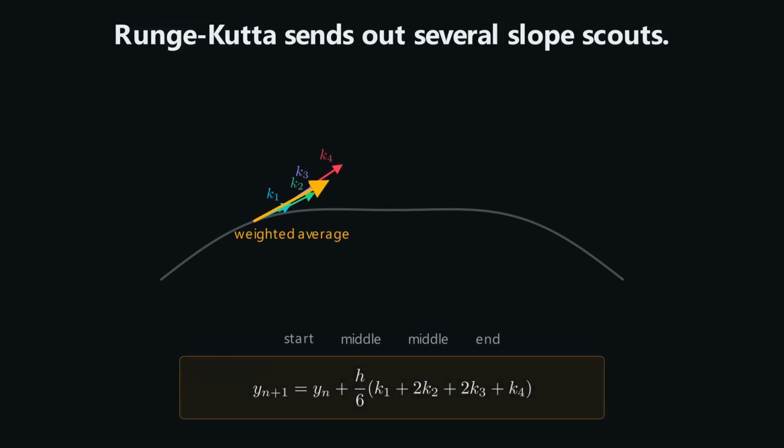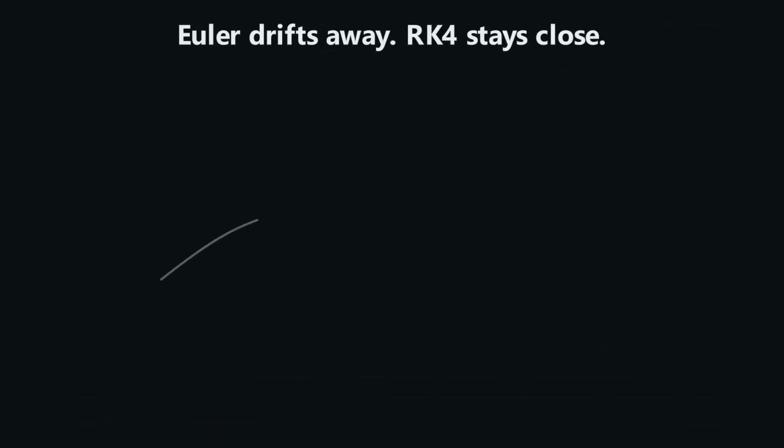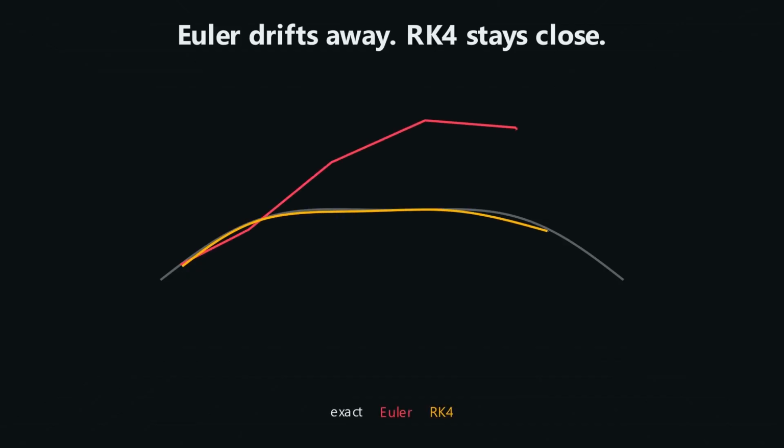Runge-Kutta is more careful. RK4 sends out several slope estimates, k1, k2, k3, and k4. One looks at the beginning of the step, two look around the middle, one looks near the end. Then RK4 combines them. Y_{n+1} = Y_n + (h/6)(k1 + 2k2 + 2k3 + k4). Instead of trusting one direction, it averages several informed guesses. Visually, the RK4 path stays much closer to the ideal continuous trajectory than Euler.